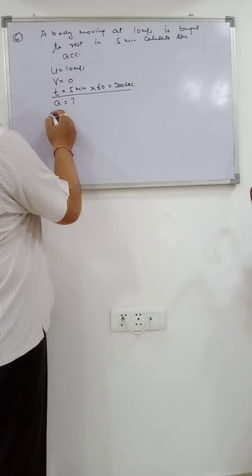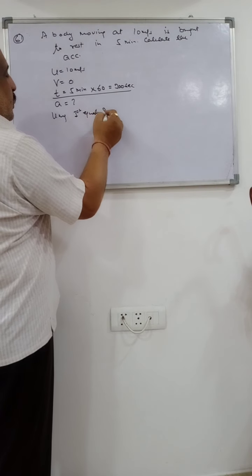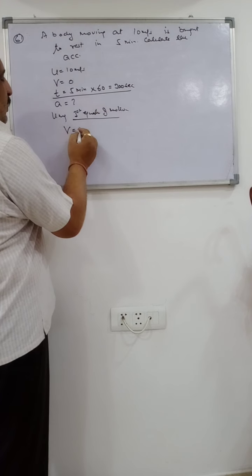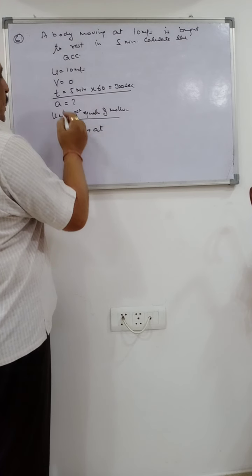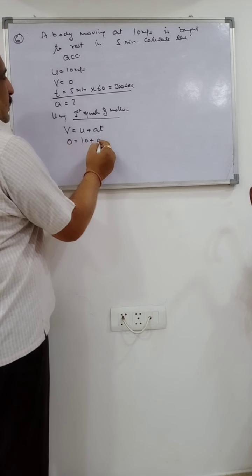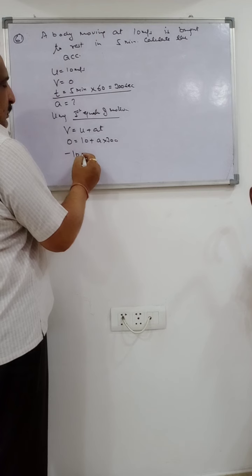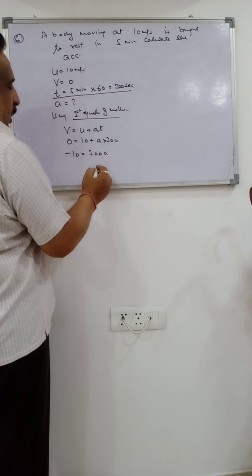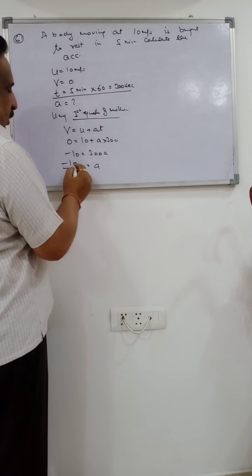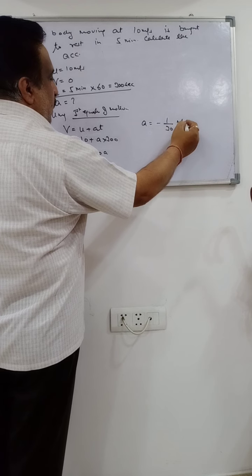Now you will use the first equation of motion. What do you get? V is equal to U plus AT. V is 0, U is 10, plus A into 300. So this will come here: minus 10 is equal to 300A. A is equal to minus 10 by 300, and A is equal to minus 1 by 30 meter per second square.